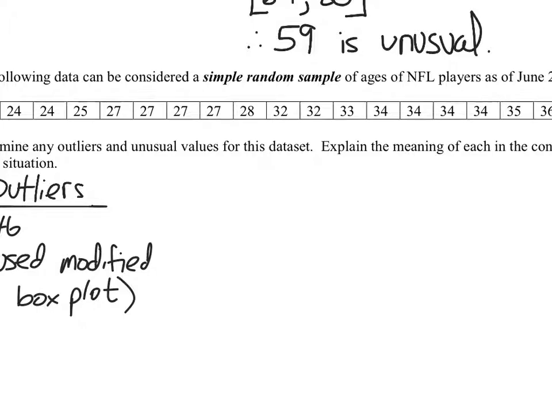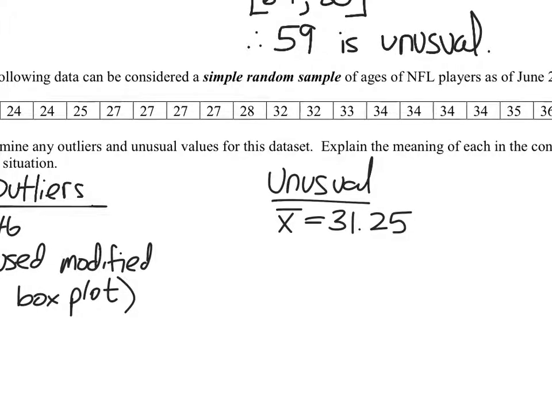So for unusual, bless you. We're going to note what the x bar is. It's a clean number, 31.25. The average age of the randomly selected NFL players is 31.25, with an s of about 6.34. Right, so for unusual, I only care about x bar plus or minus 2s.